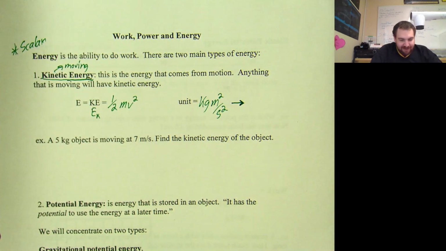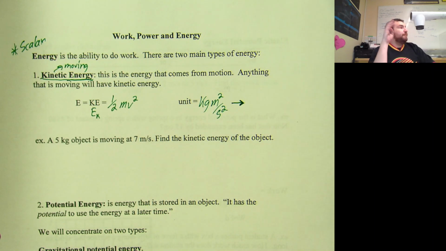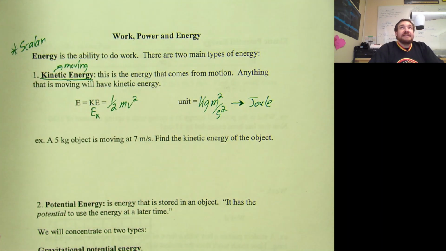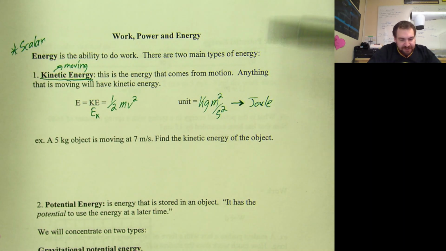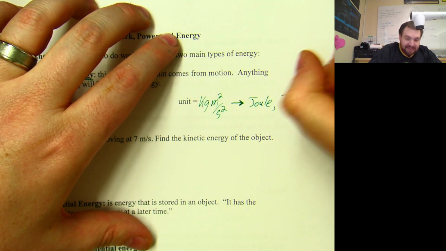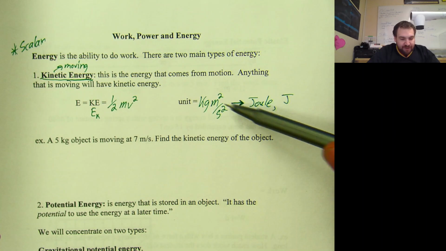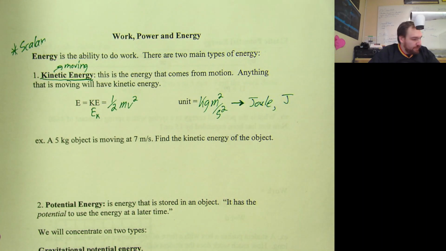What we do is we take this unit and we give it its own new base unit. The base unit for energy was named after a French physicist, last name Joule. So we say that energy is measured in joules, which we give as a capital J. Kilogram meters squared per second squared is a joule. Okay?